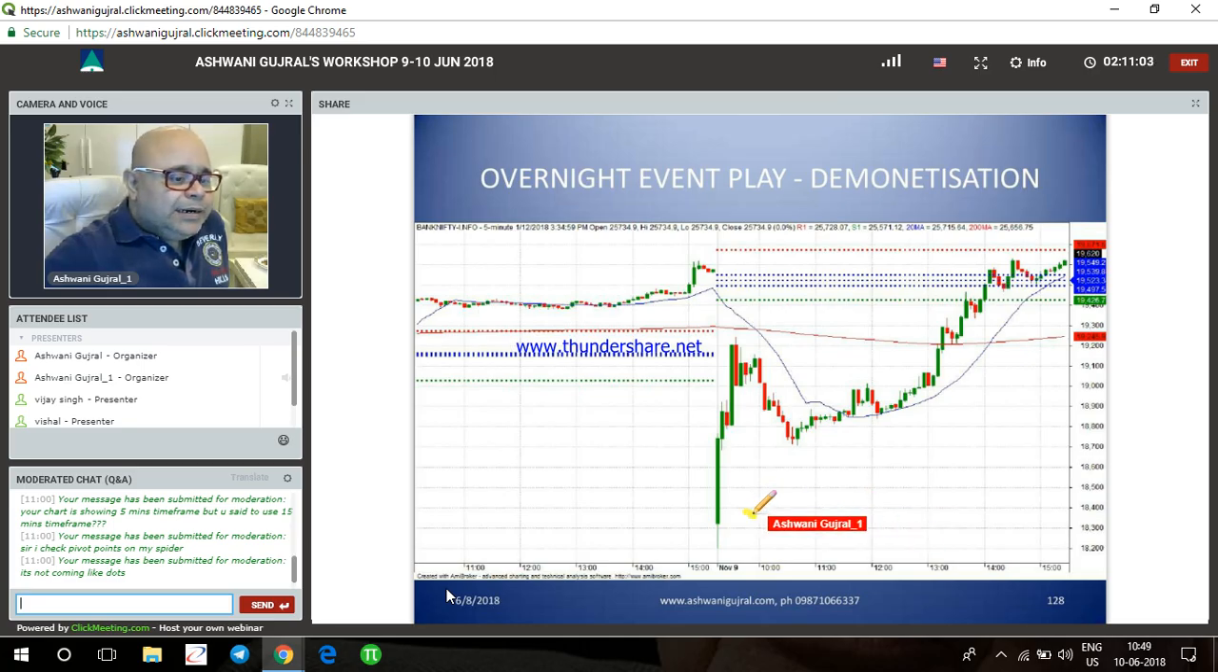This is demonetization, November 9th. When demonetization was announced, for one day market was very bullish. Second day, they kind of realized that it's probably not positive. Now look at this. Below 200, big bar. We went long 50% of the way. Now look at the thought process.